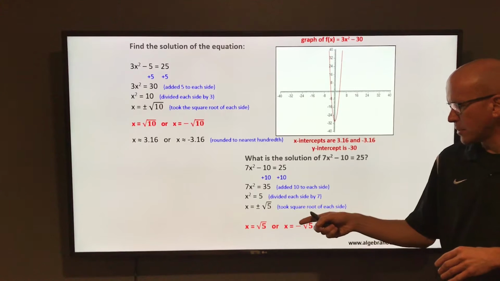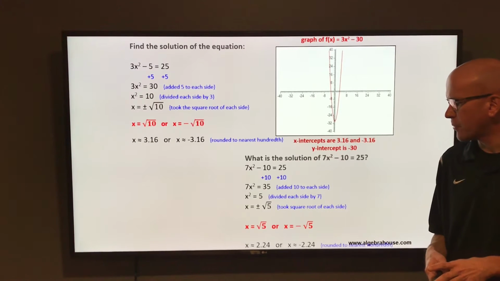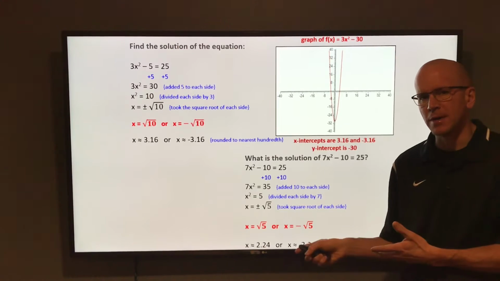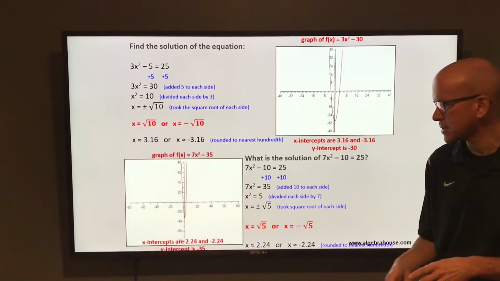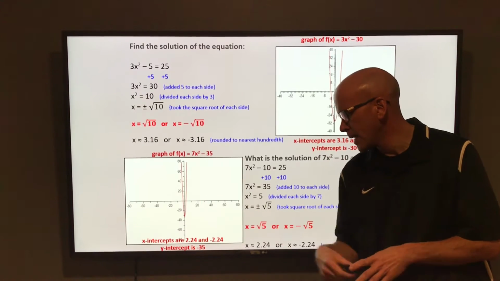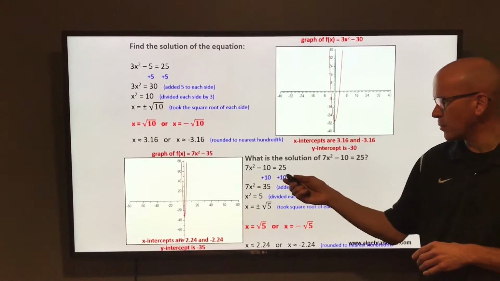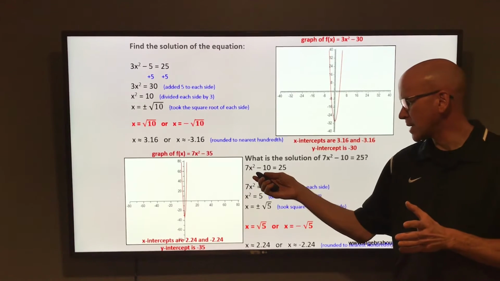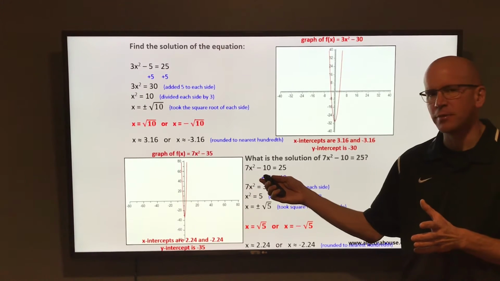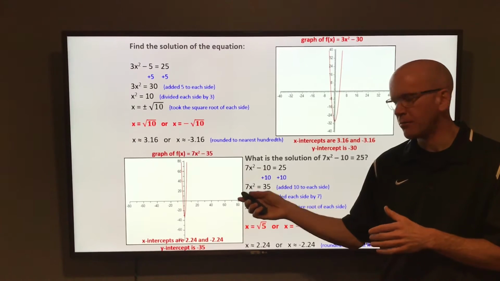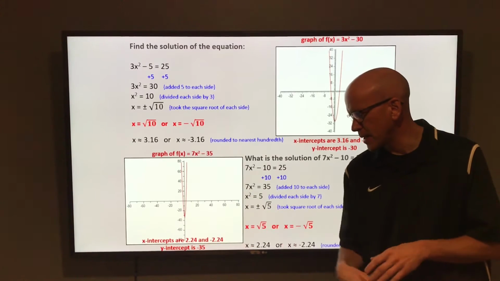So x equals the square root of 5 and also the negative square root of 5, which in decimal form would be 2.24 and also negative 2.24. Those are the x-intercepts. It would cross the x-axis. A little zoomed out there, but it would cross the x-axis at 2.24 and negative 2.24. Also, the y-intercept is the constant term when it's in standard form. So to get that in standard form, subtract 25 from each side, you'd have 7x squared minus 35 equals 0. That negative 35 is the constant term in standard form, and that is the y-intercept, negative 35.